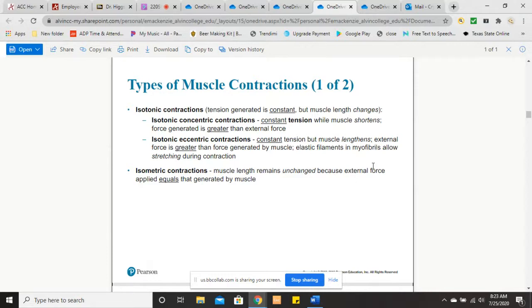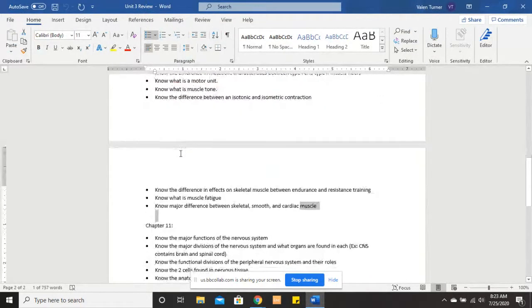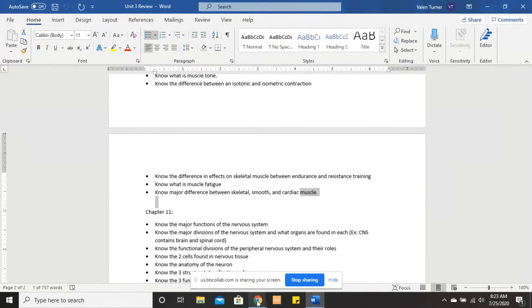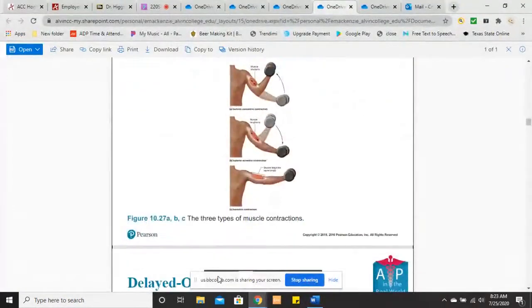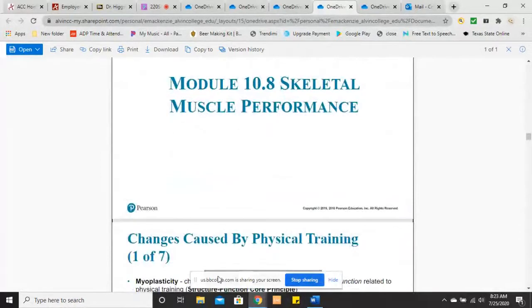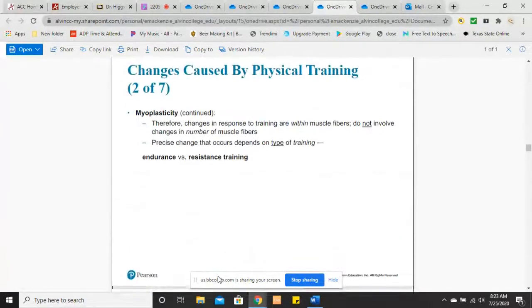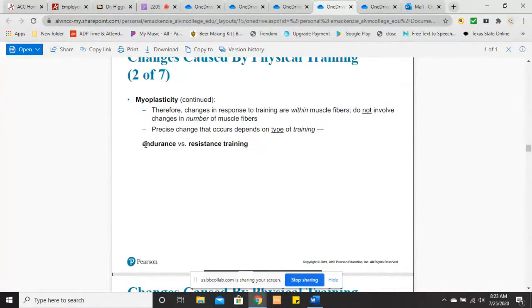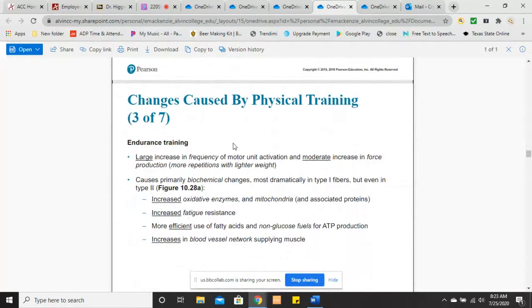Oh, boy. Okay. And now I even know your different types of contractions. Keep going. And we even talk about training. We talk about exercising and the effects exercising has on your body. There's two types: endurance training and resistance training. And you're going to have to know the changes you're going to see in both of those trainings.